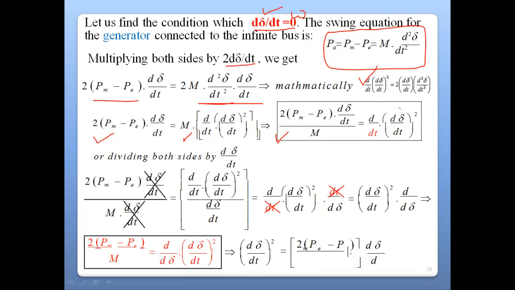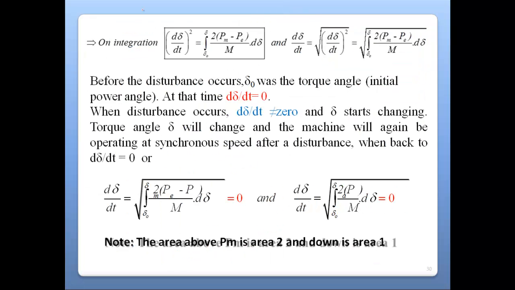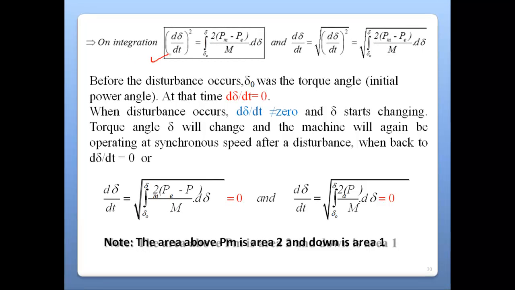Here we are very much interested in the d delta upon dt parameter, again because it is the angular velocity parameter. Now dividing both sides by d delta upon dt, after simplification we get d delta squared upon dt equals 2 times Pmax and d delta upon dt parameter. On integration we get a simplification like this, or on taking the square root we get the equation like this.